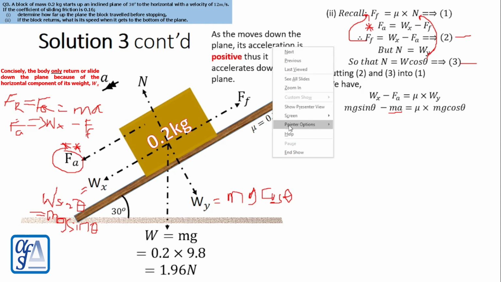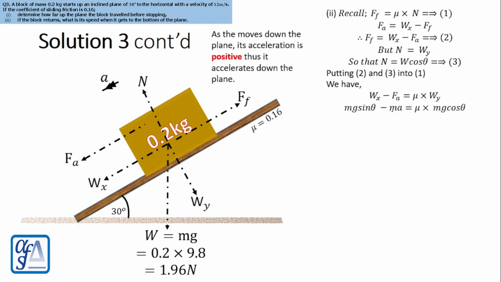Now let's clear the screen. Let's pick another thing, laser pointer. So we have this. We now understand how we got all this. So mg sin theta minus me equals to what? Mu times mg cos theta. So dividing all through by m now. Take m here out, take m here out. Do what you do to this side, which is not bad in math. Same thing. So we have g sin theta minus a equals to mu times g cos theta.